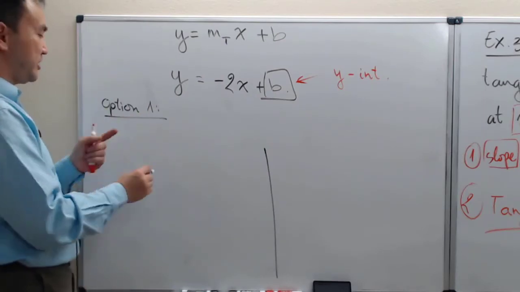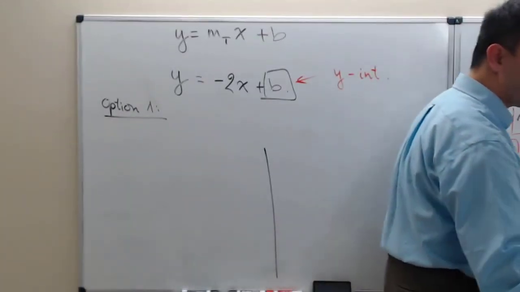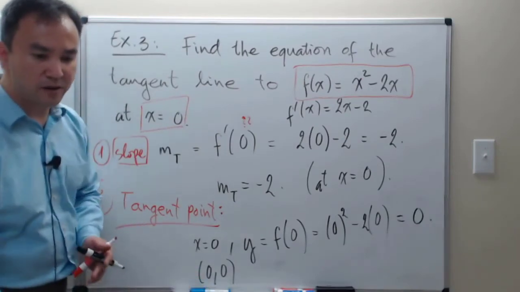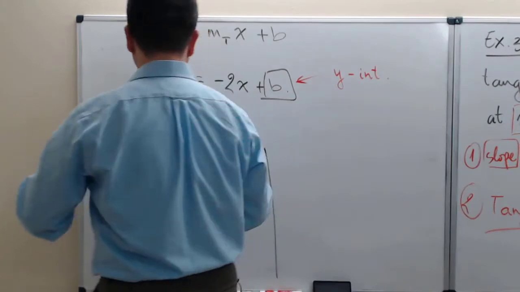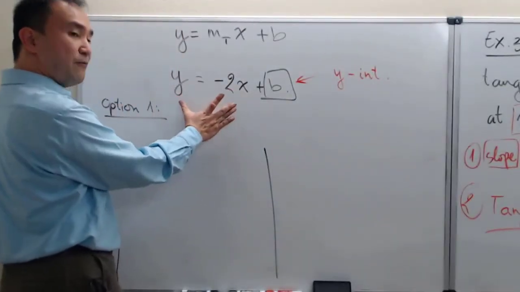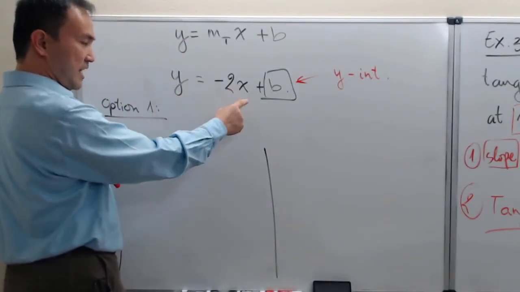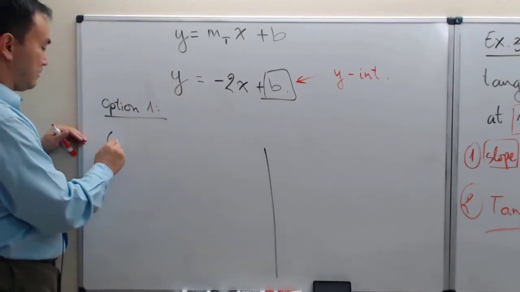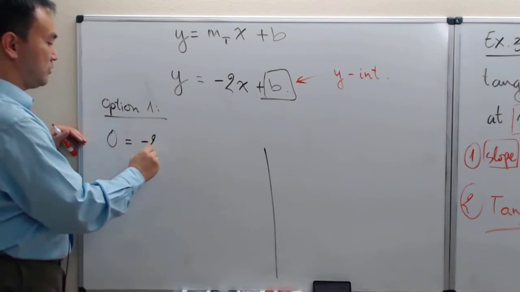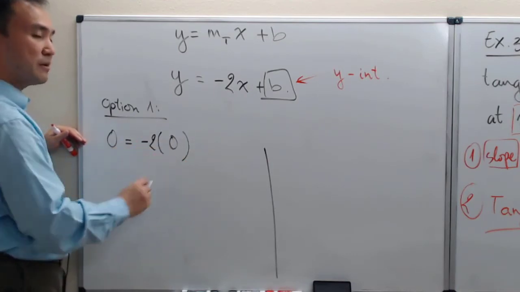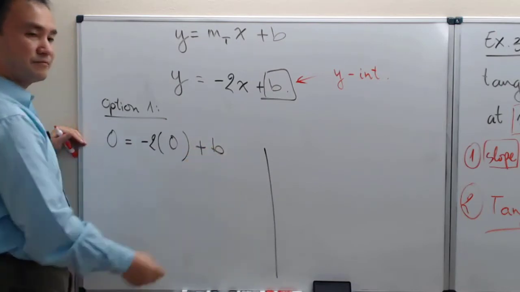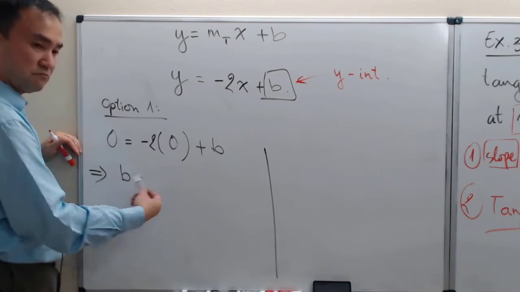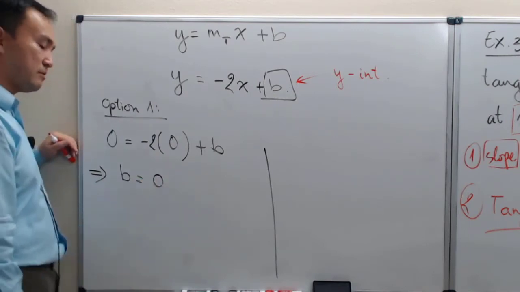I am going to substitute the tangent point. The tangent point was right here, 0 for x, 0 for y. So I am now going to substitute the tangent point into our halfway completed equation, 0 for x, 0 for y. So that means the y value is 0 equals minus 2 times x, but now x is substituted by 0, plus b. So that means we come down with b equals, easy enough to calculate, 0.